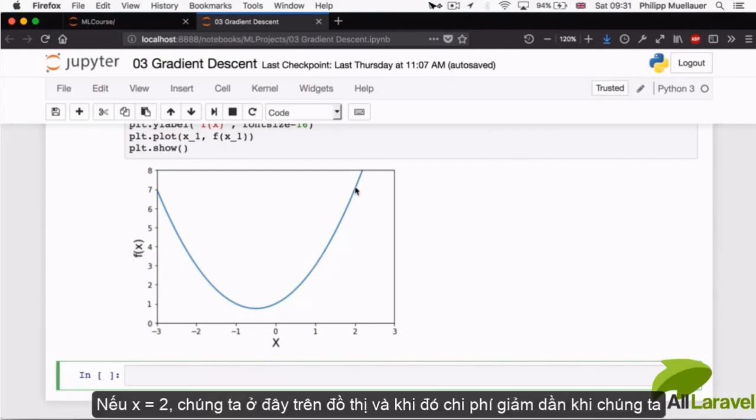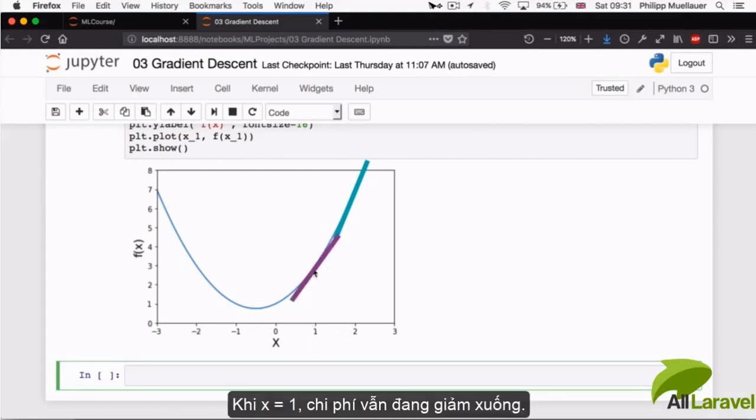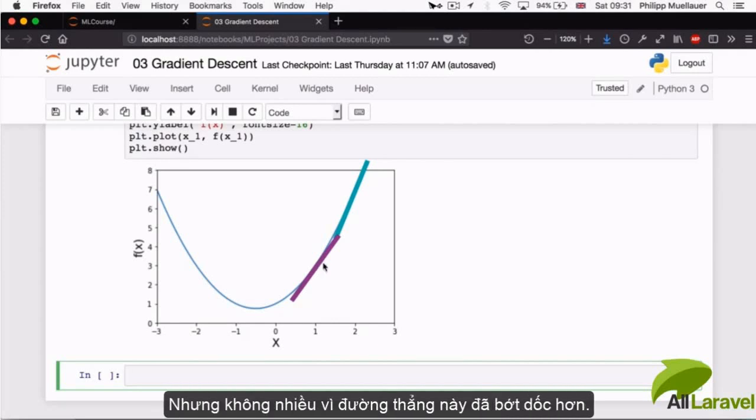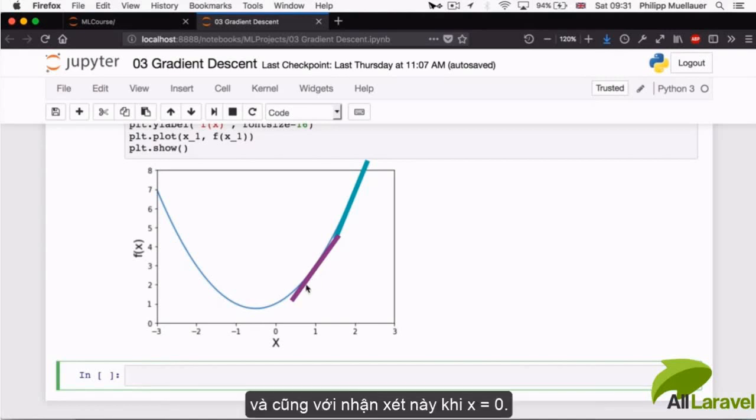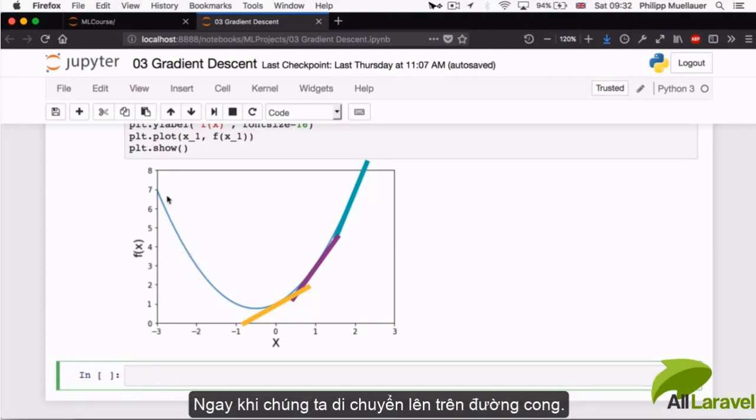So if x was equal to 2, if we were here on the graph, then the cost would be decreasing a lot as we're moving down. But when x is equal to 1, then that cost is still decreasing, but by not as much, because the line just isn't as steep, right? And by the same token, when x is equal to 0, that line is flattening out even more. So at this point, the cost is only decreasing very, very slightly. Then we reach our minimum, and then the cost starts increasing again, right, as we move up the curve.